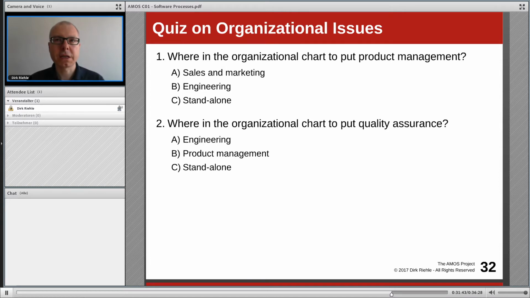So at this stage, let's have a short quiz on organizational issues and traditional software development. Where in an organizational chart, an org chart, would you put product management? Would you put it into sales and marketing or into engineering, or would you make it a standalone department? And same question for where would you put quality assurance? Would you put it into engineering or product management, or would you make it a standalone department? So please discuss it for a bit with the TA, and then I will be back providing my own opinion.